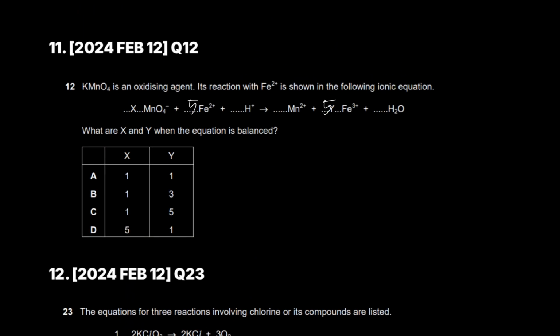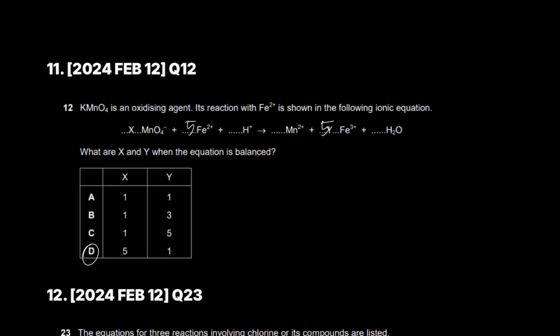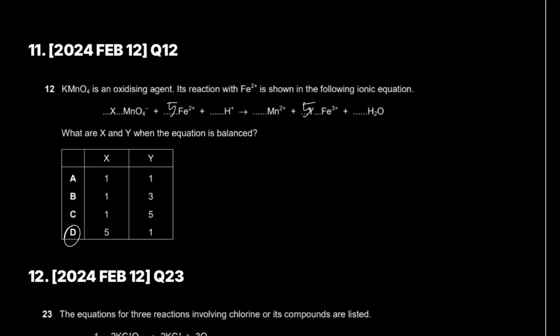This is 5 and that's 5. We've seen it a billion times. D is the correct answer. But obviously I'm not just going to write 5 and 5, I'll break it down for you. So MnO4 minus is going into Mn2 plus. Fe2 plus is going into Fe3 plus. Balance the electrons. Fe2 plus goes into Fe3 plus by losing an electron.